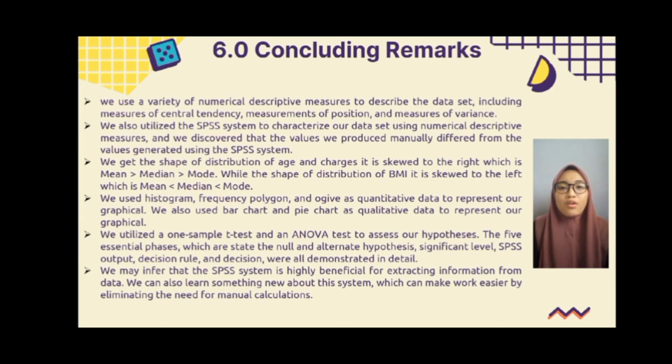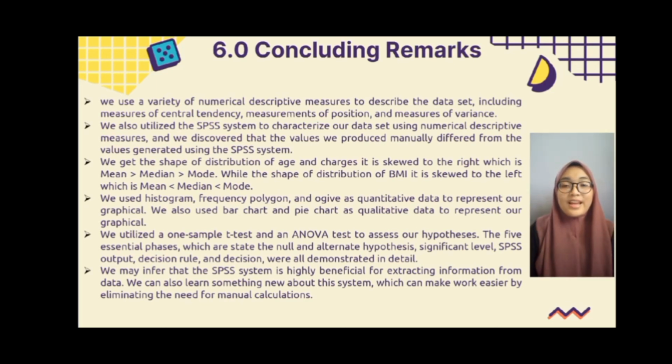We found that the shape of distribution of age and charges is skewed to the right, which is mean greater than median, median greater than mode, while the shape of distribution of BMI is skewed to the left, which is mean less than median, median less than mode. Then, we use histogram, frequency polygon, and ogive as quantitative data to represent our graphical. We also use bar chart and pie chart as qualitative data to represent our graphical.